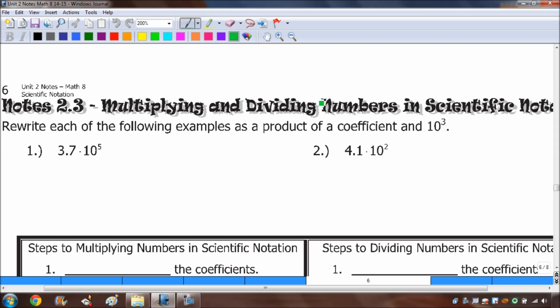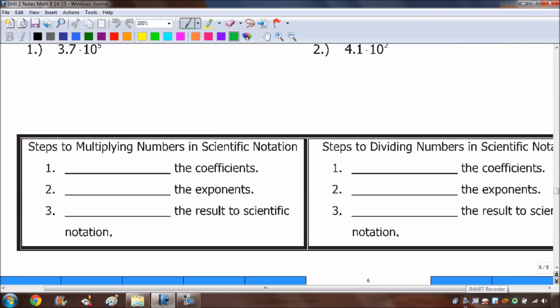All right, notes 2.3 are on multiplying and dividing numbers in scientific notation. We did questions 1 and 2 in class, so let's look at the steps to multiplying numbers in scientific notation. If you ever forget, this is where you're going to go back and look, okay? So step 1 is to multiply the coefficients, okay?